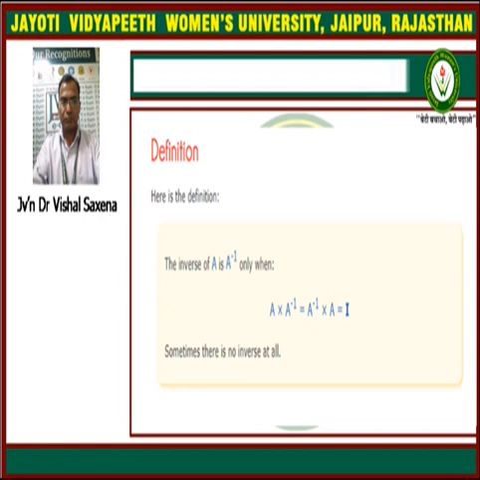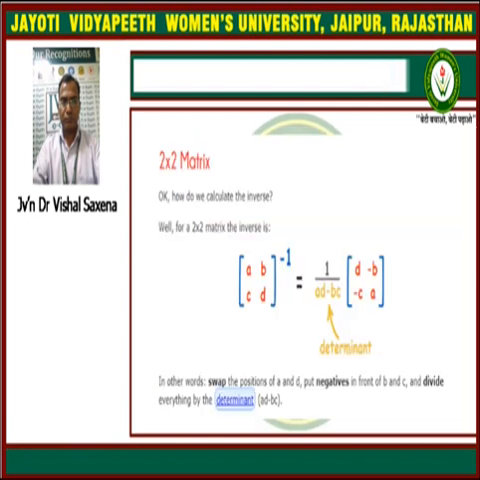If the determinant of the matrix is 0, then the inverse will not exist. Now next, how can we find the inverse of a matrix? The inverse of a matrix can be found by various methods, and here we are just explaining one of the methods to find A inverse.